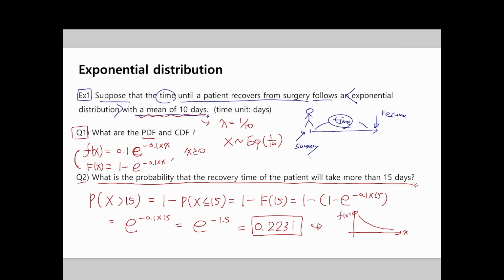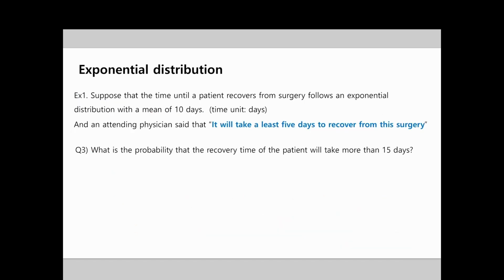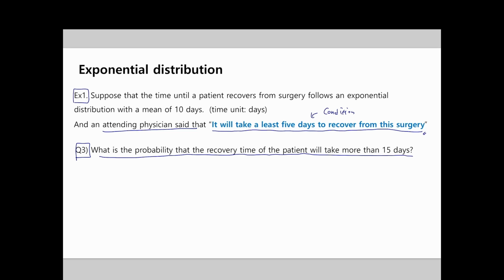Then in question 2, this area is 0.2231. In this situation, the doctor says that it will take at least 5 days to recover from this surgery. In other words, when this surgery is performed, there is a condition that it takes more than 5 days to recover. So question 3, what is the probability that the recovery time of the patient will take more than 50 days under the condition that the time is greater than 5?